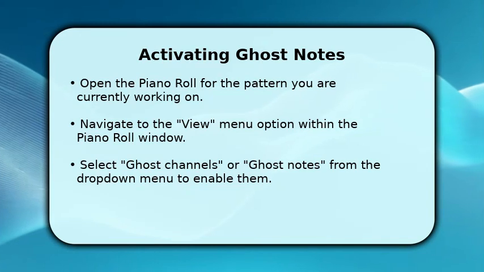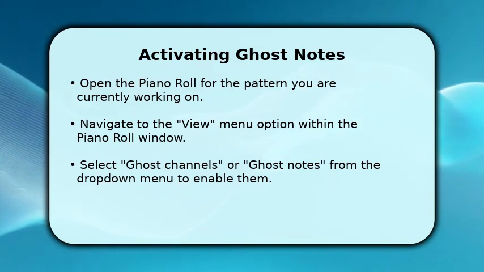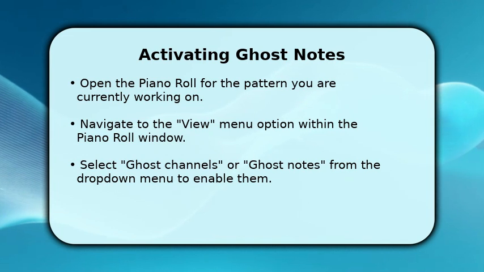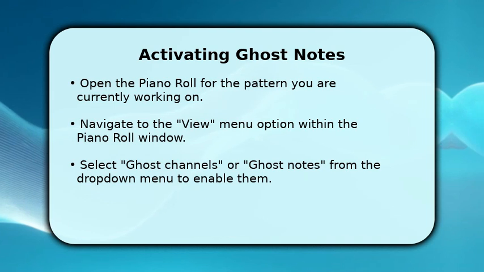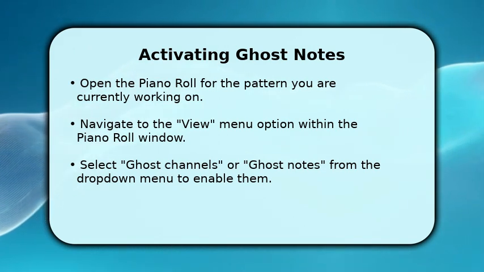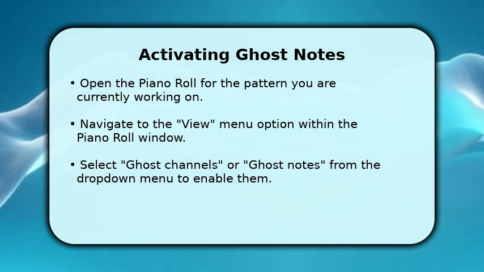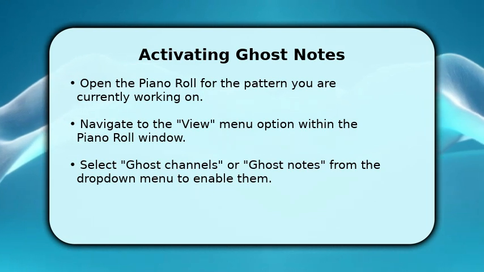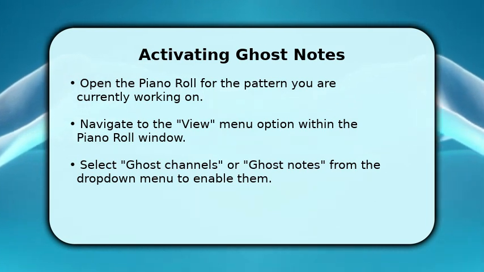To activate ghost notes, first open the piano roll for the specific instrument or pattern you are working on. Once inside the piano roll, look for the small arrow icon in the top left corner, which opens the piano roll options menu. From there, hover over View and then simply click on Ghost Channels or Ghost Notes. You'll immediately see faint representations of notes from other patterns appear, ready to guide your composition. It's a quick two-step process.